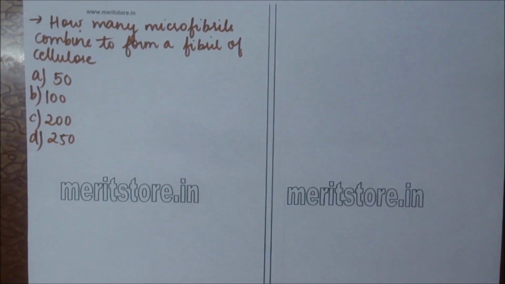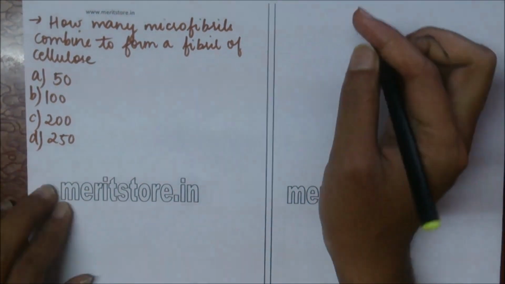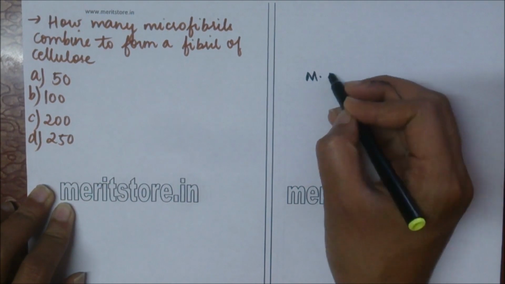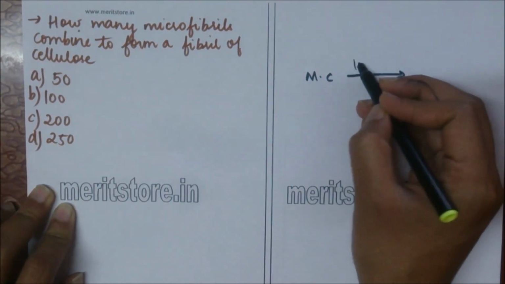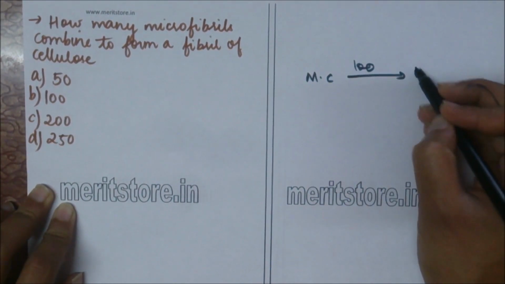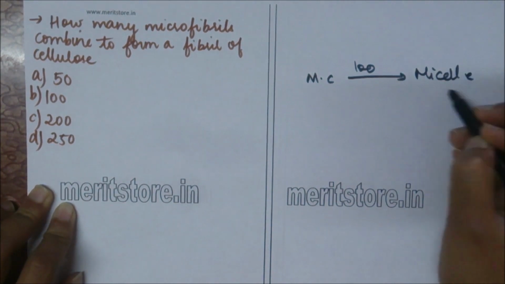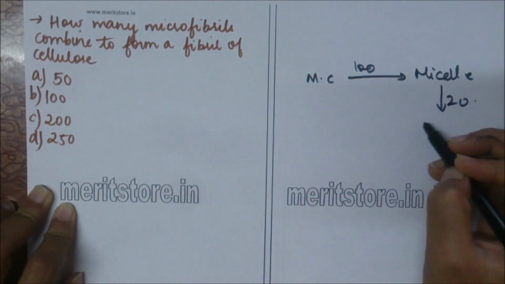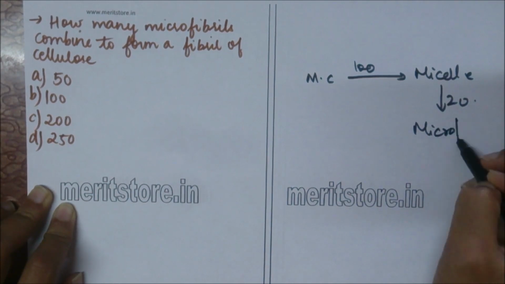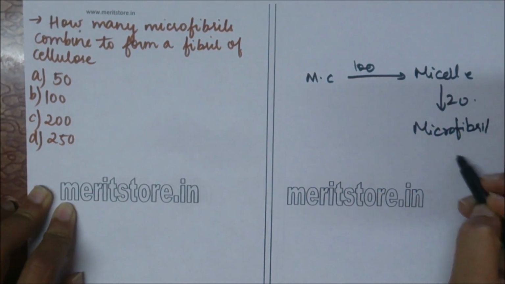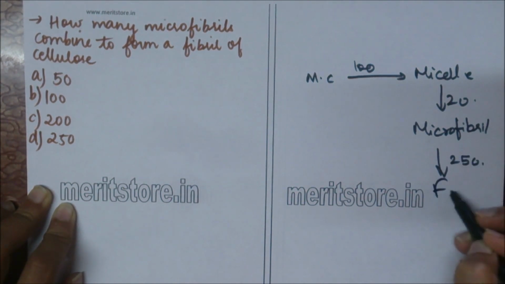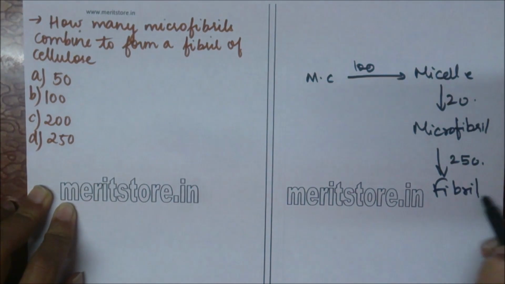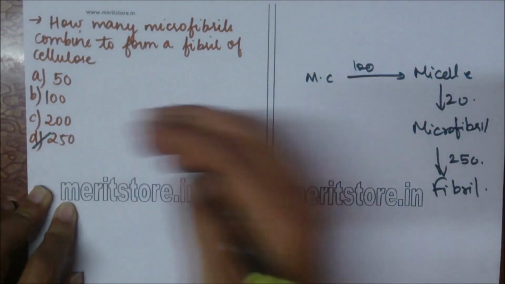How many microfibrils combine to form a fibril of cellulose? A. 50, B. 100, C. 200, D. 250. Cellulose molecular chain consists of 100 microfibrils which are formed of micelles. A micelle consists of 20 microfibrils and 250 microfibrils come together to form a fibril. So option D is the correct answer.